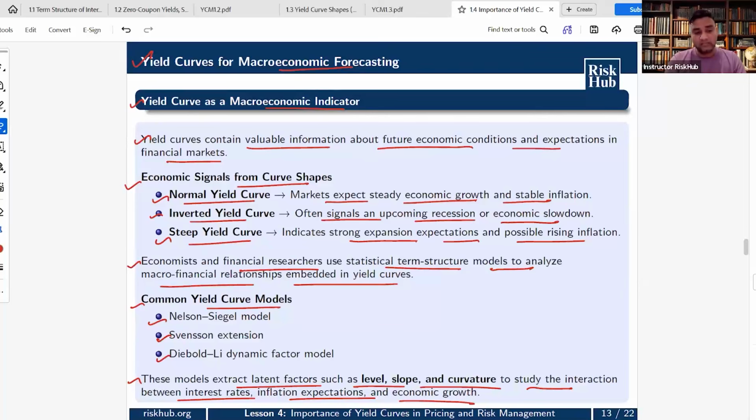The Diebold-Li dynamic factor model takes the Nelson-Siegel factors and models how they change over time, which allows forecasting. The slide closes by stating that these models extract level, slope, and curvature to study how rates, inflation expectations, and growth interact. One clarification here is the inversion signal needs three qualifications.